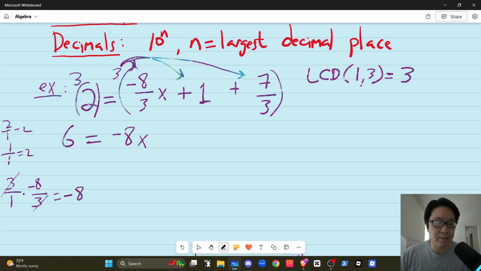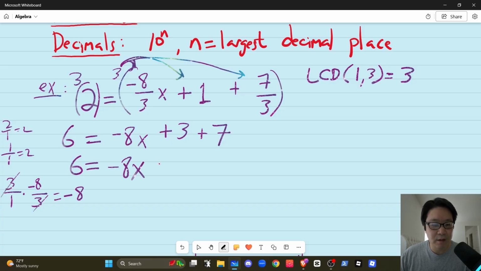We've already done 3 times 2 here on the left side. That gave us 6. The next thing we're going to multiply is 3 times 1. That gives us positive 3. And then 3 times positive 7 over 3 is going to give us 7. The 3's cancel out, and you're just left with 7. And as you can see, now we have our normal equation that we're used to working with. We're going to isolate x by doing inverse operations. Before doing that, however, we can simplify. So we have 6 equals negative 8x plus 3 plus 7, and 3 plus 7 is 10.